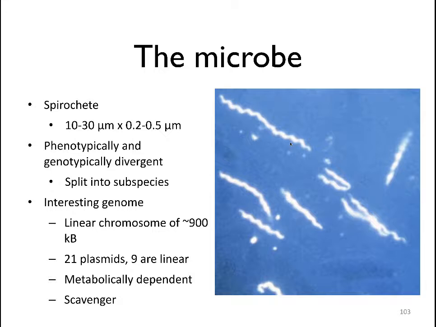It's phenotypically and genotypically divergent, and it's split into subspecies. The subspecies that causes infection in the United States is quite a bit different than the one that causes infection in the European and Asian sector. It has an interesting genome with a linear chromosome of about 900 kb and 21 plasmids, with 9 of them being linear. Remember that most microorganisms have just a few plasmids and chromosomes, and many of them are circular.